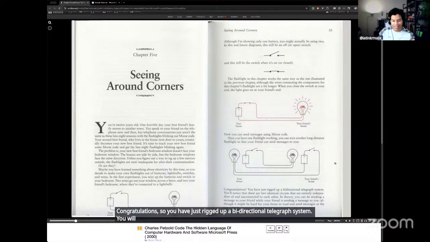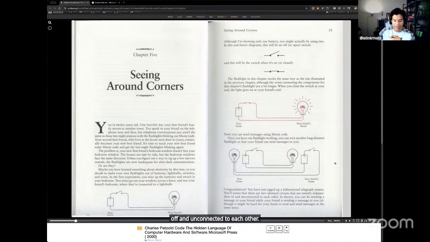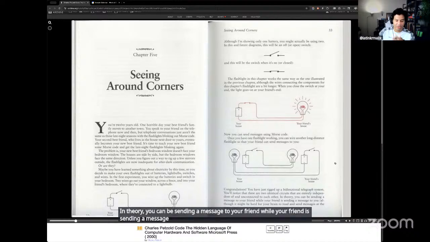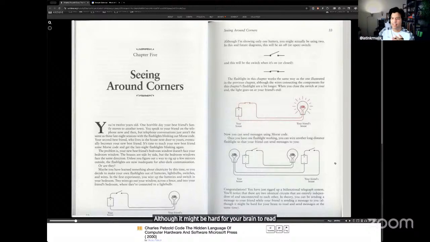You will notice that these two identical circuits are entirely independent of and unconnected to each other. In theory, you can be sending a message to your friend while your friend is sending a message to you, although it might be hard for your brain to read and send messages at the same time.